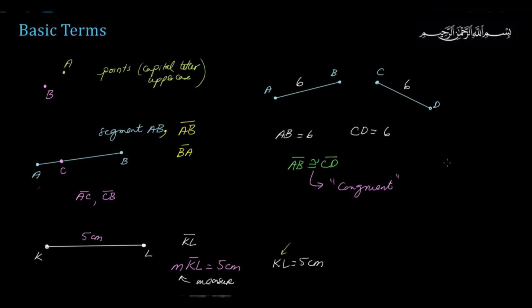So when we say two things are equal, we use this symbol. So this symbol represents the word equal, and this symbol here with the squiggly sign represents the word congruent.